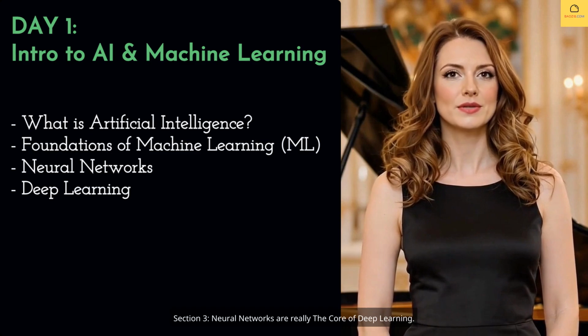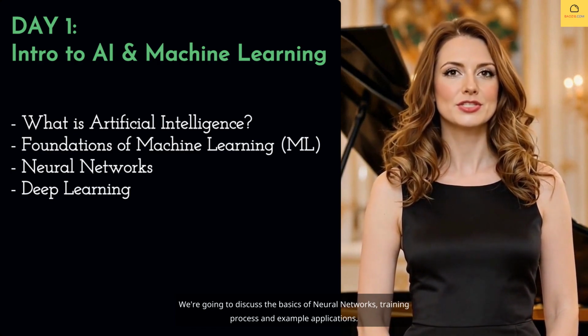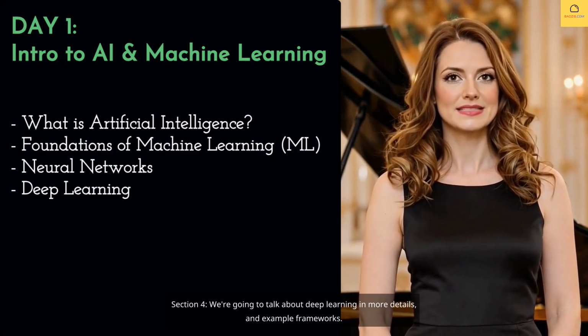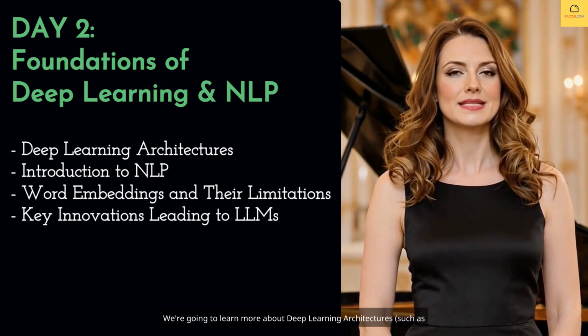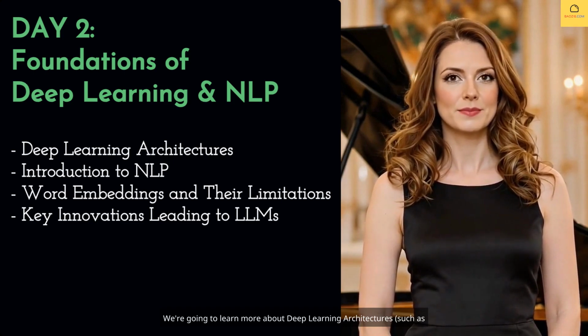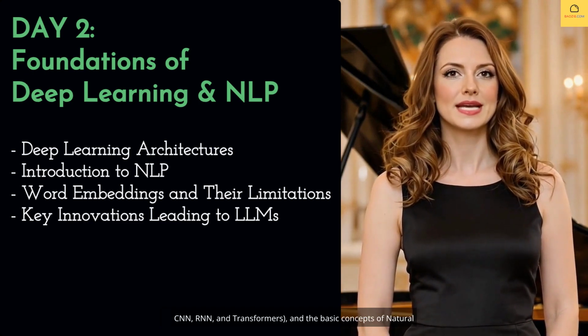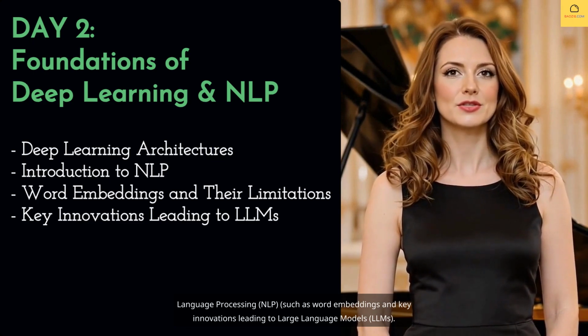Section 3, Neural networks are really the core of deep learning. We're going to discuss the basics of neural networks, training process, and example applications. Section 4, we're going to talk about deep learning in more details and example frameworks. Day 2 is all about deep learning and NLP. We're going to learn more about deep learning architectures, such as CNN, RNN, and transformers, and the basic concepts of natural language processing, NLP, such as word embeddings and key innovations leading to large language models, LLMs.